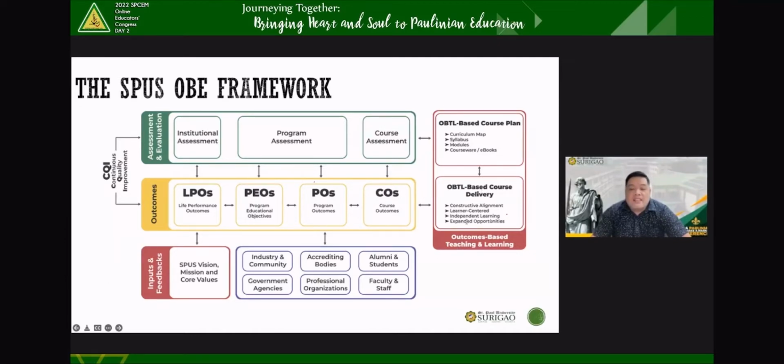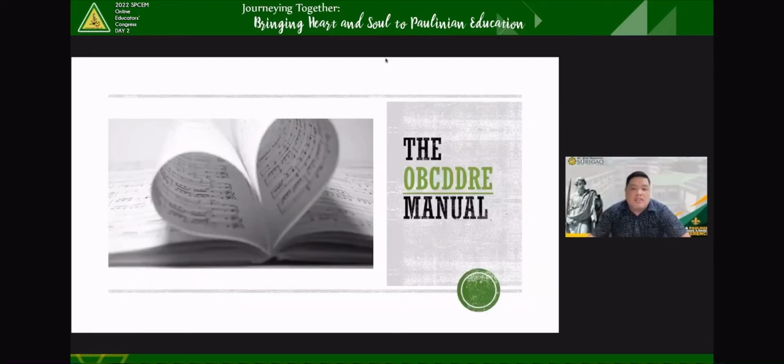To guide the stakeholders on the implementation of this OBE framework, we have produced the outcome-based curriculum design, development, review, and evaluation, or OBCDDRE manual. So this is our OBCDDRE manual.